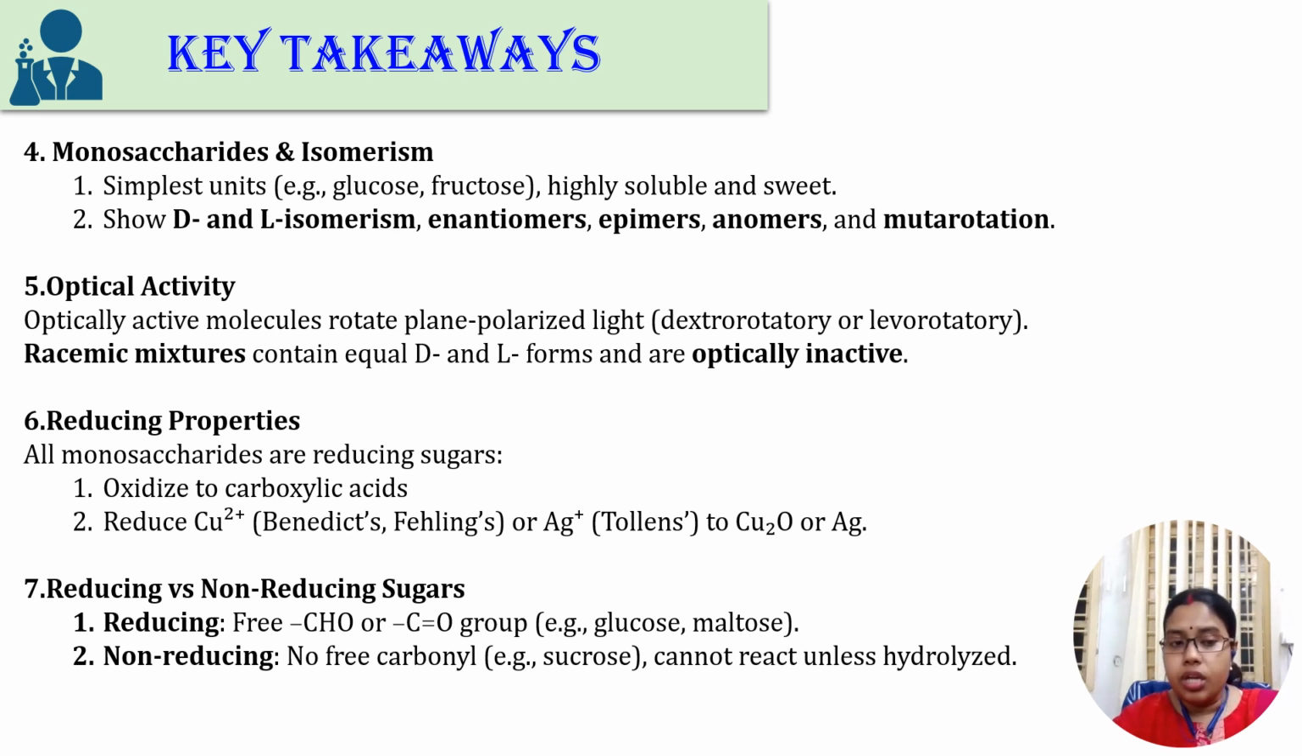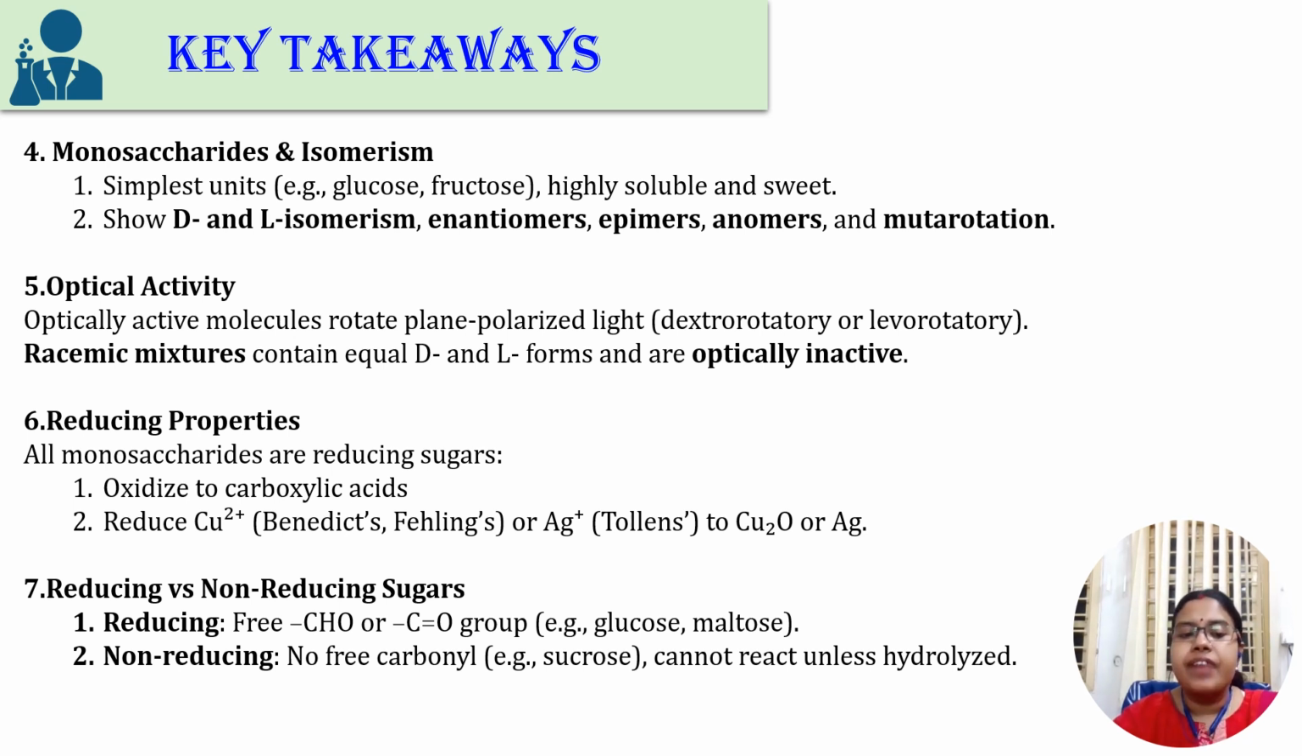Reducing property: all the monosaccharides have a reducing property. All the monosaccharides act as reducing sugars because they have a free aldehyde or keto group. So they can be oxidized to the carboxylate and reduce mild oxidizing agents like Benedict's or Fehling's or Tollens' reagent to Cu2O or silver. By this test we can identify the monosaccharides, or we can identify the carbonyl group of the monosaccharides.